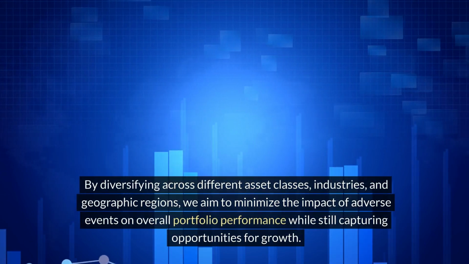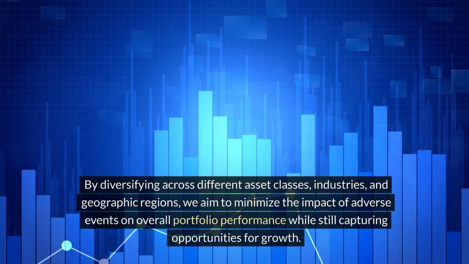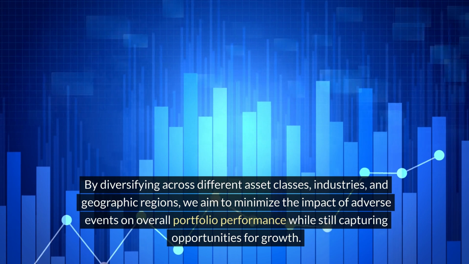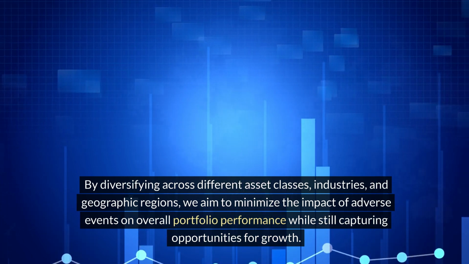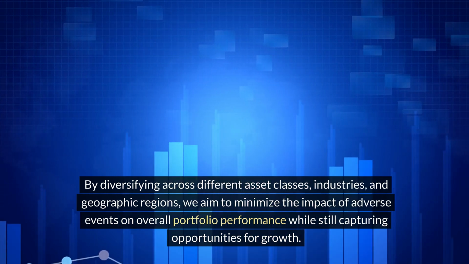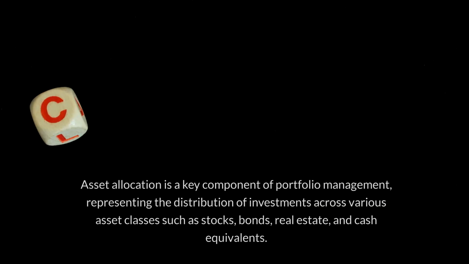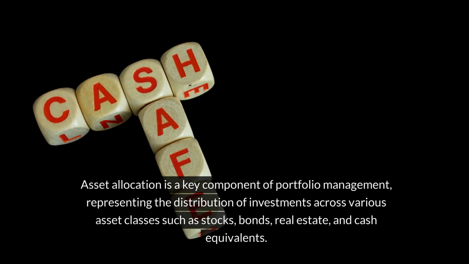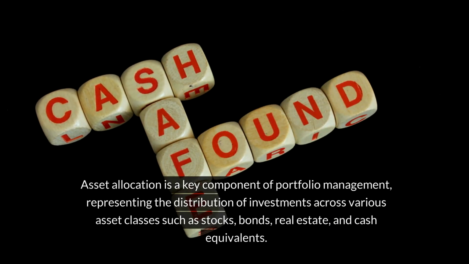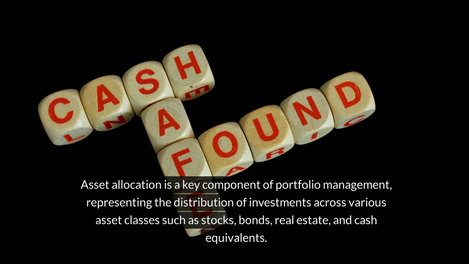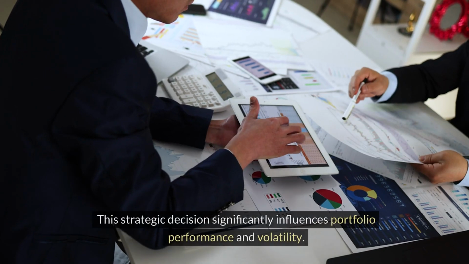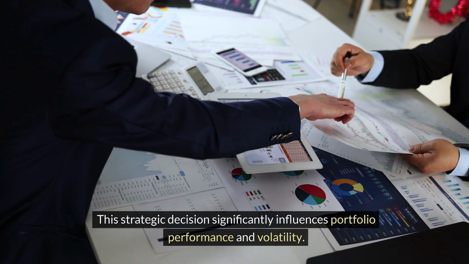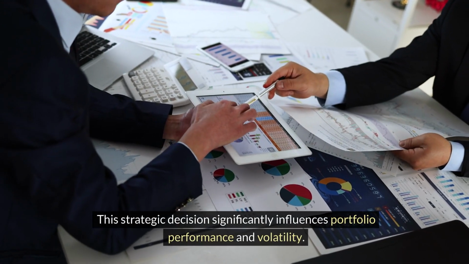By diversifying across different asset classes, industries, and geographic regions, we aim to minimize the impact of adverse events on overall portfolio performance while still capturing opportunities for growth. Asset allocation is a key component of portfolio management, representing the distribution of investments across various asset classes such as stocks, bonds, real estate, and cash equivalents. This strategic decision significantly influences portfolio performance and volatility.